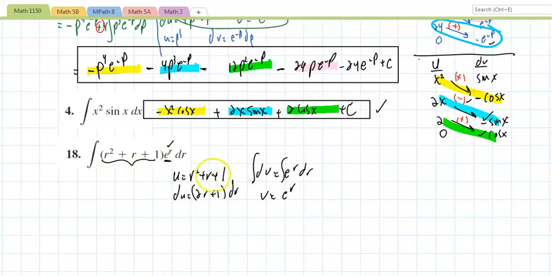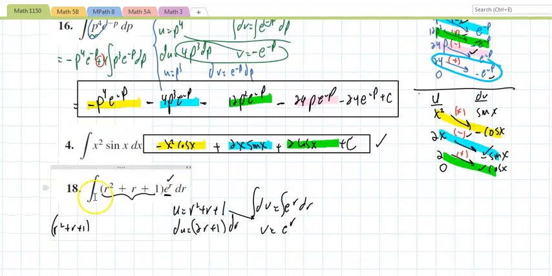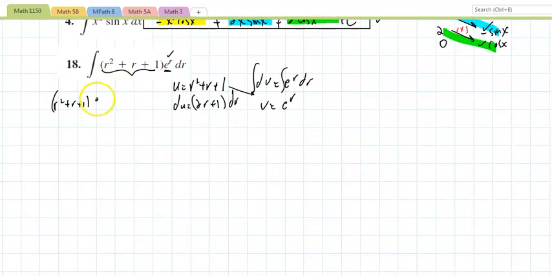So it's going to be u times v, r squared plus r plus 1 e to the r minus the integral of v du.